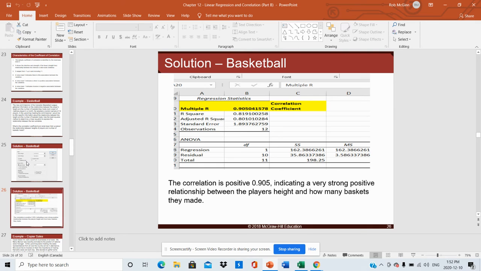And now what we're going to do is we're going to go down just below regression statistics. So the same area where we found our standard error. Above that, our first option is called multiple R, and that's actually our correlation coefficient. So in this case, our correlation coefficient is 0.905. Correlation is positive 0.905, really close to 1, so it's indicating a very strong positive relationship between the player's height and how many baskets they made.